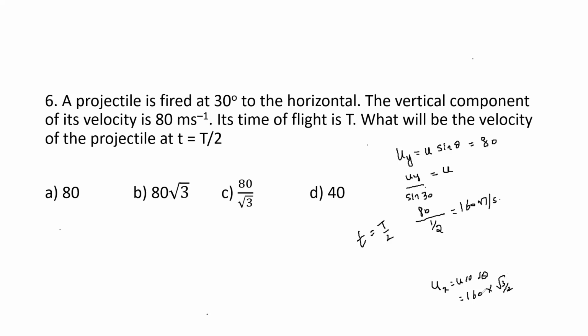So what happens here? That is 160 by 2, which is 80. Therefore, it becomes 80 root 3 meter per second. The correct option is option B. Option B is the correct option. Then let's see the next question now.